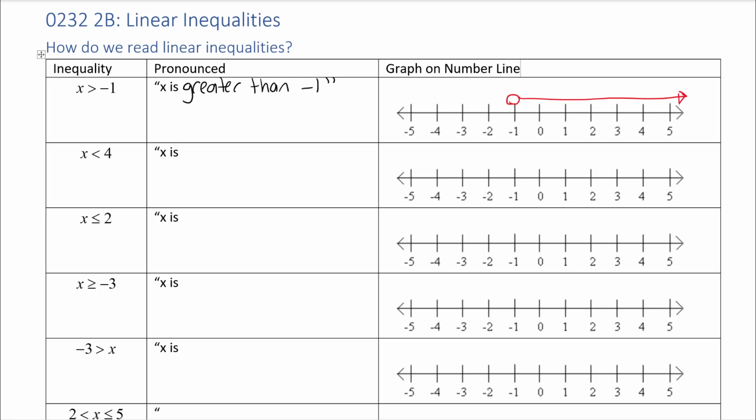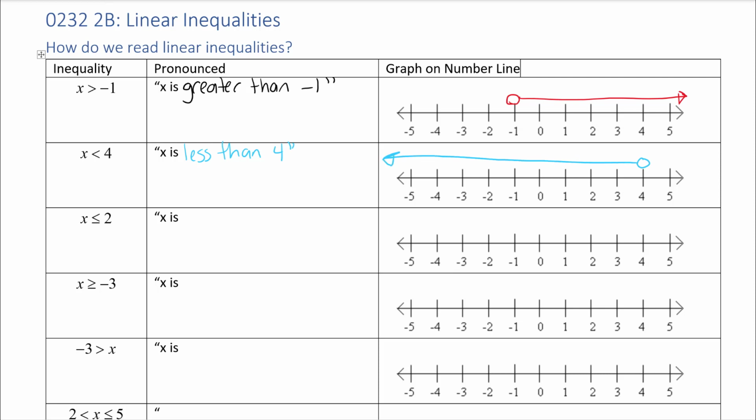The next one says x is less than. This symbol is pronounced less than, in this case 4. Again, we have an open circle at 4, meaning we're not allowed to equal 4, and then anything less than it.